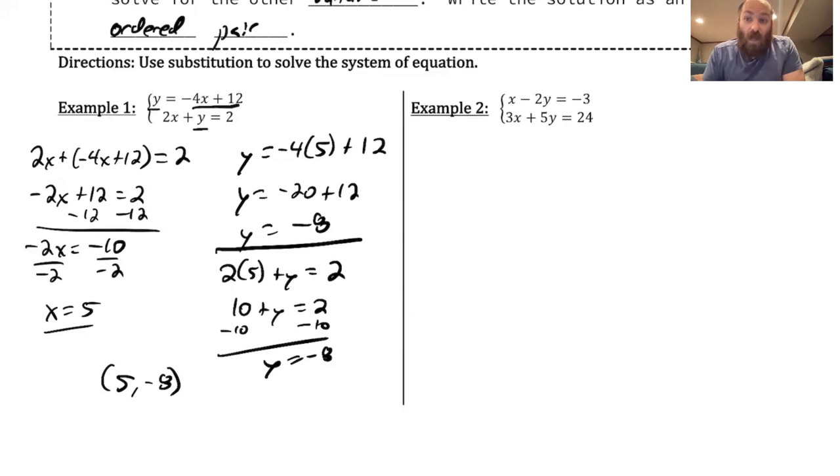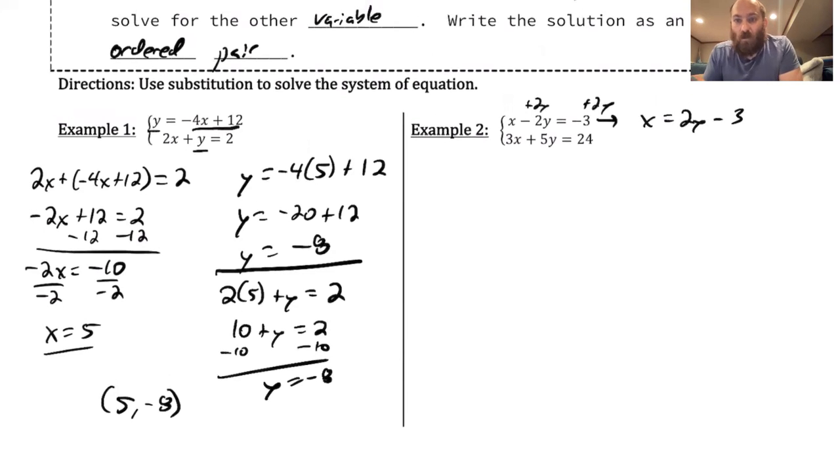In the next one, I don't have one of the variables solved. So I'm going to pick an easy one. I think the first equation, I'm going to solve this for x. I'm going to do that by adding 2y to both sides, so that x equals a positive 2y minus 3.